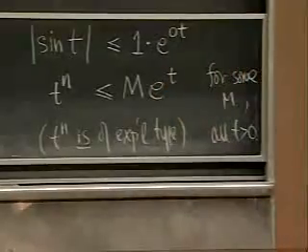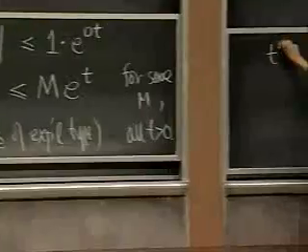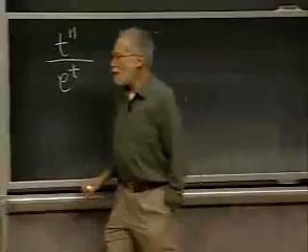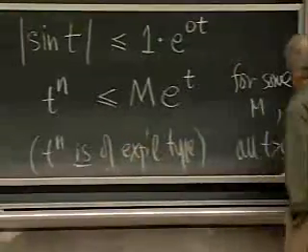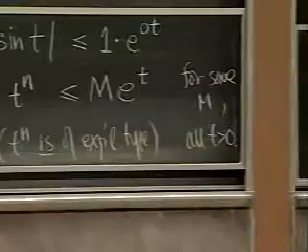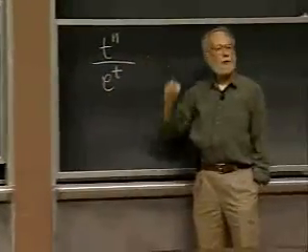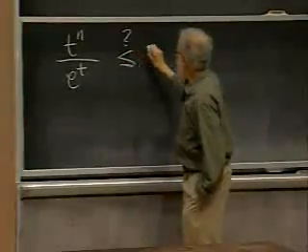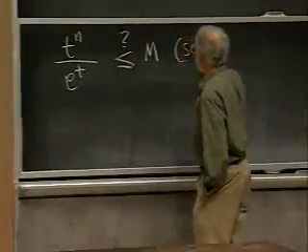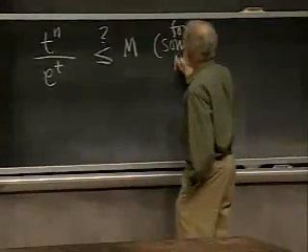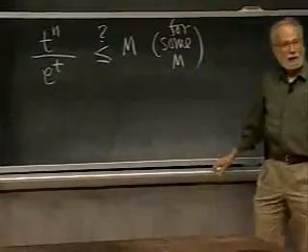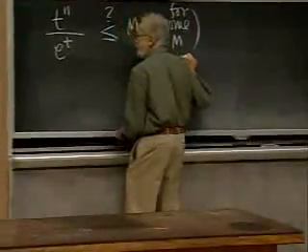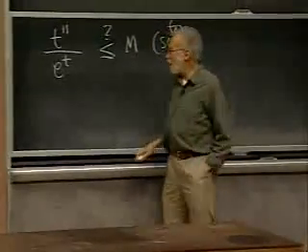Well, the secret is to look at t to the n divided by e to the t. In other words, look at the quotient. What I'd like to argue is that this is bounded by some number, capital M. That's the question I'm asking. Now, why is this so? Well, I think I can convince you of it without having to work very hard.